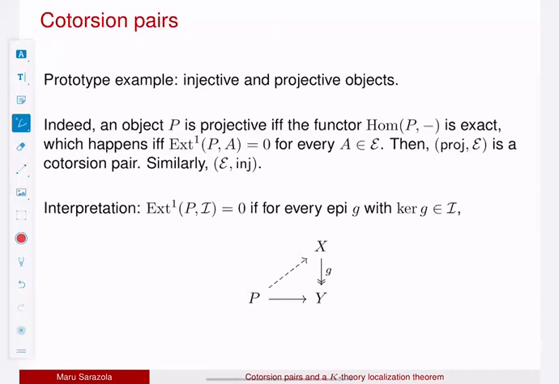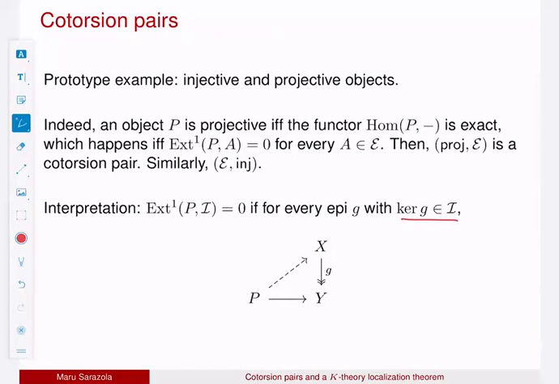And just like in the typical case of projectives and injectives, we can still interpret these conditions through a lifting. So for example, if we look at the condition on the class P, we see that an object P makes everything in the class I vanish exactly if for every map from P to any object Y and any epi G to Y, like in the picture, whose kernel is in the class I, we need to have a lift like that from P to X.